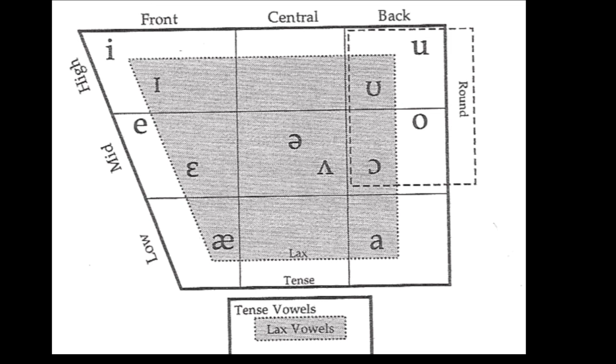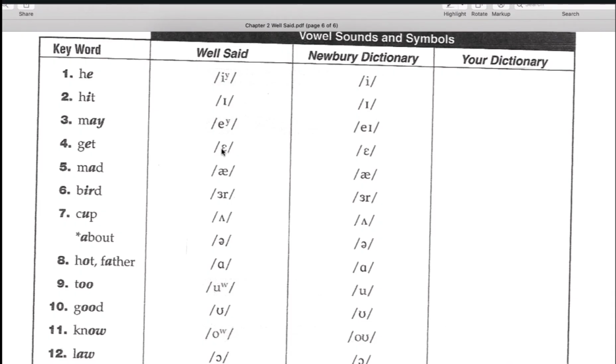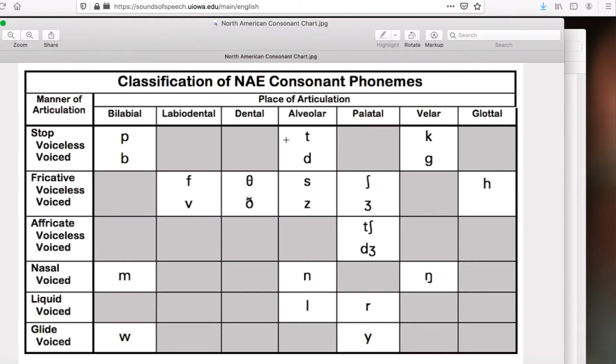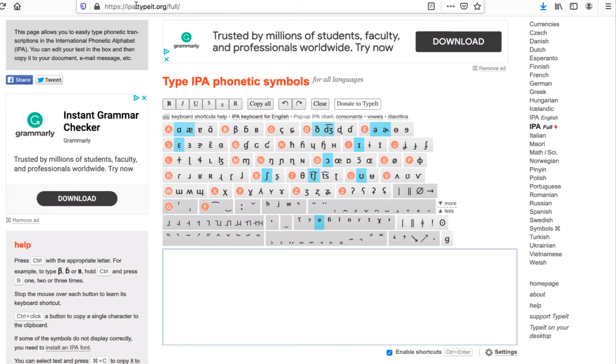What will be important for you to know is this. How do we take the symbols from the IPA vowel chart and the IPA consonant chart, or from the handout we have been using, and type them on our keyboard? Well, you will have this site right here, ipa.typeit.org. Make sure it's on IPA full.